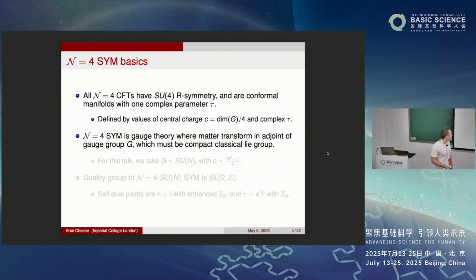It's a gauge theory with matter that transforms in the adjoint of the gauge group G, which must be a compact classical Lie group. For this talk, we're just going to assume that G is SU(N), although the methods would work for any other group.